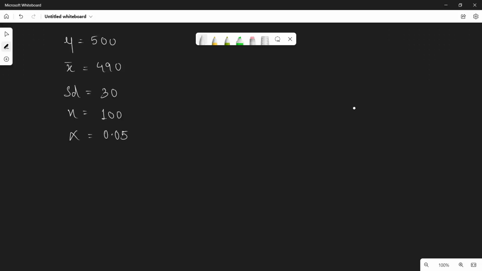Based on these values, can we calculate standard error? Yes. What is the formula of standard error? Standard deviation divided by under root of small n. So standard deviation is 30 divided by under root of 100, that means 30 by 10. Standard error is 3. Is this part clear? Standard error is 3.